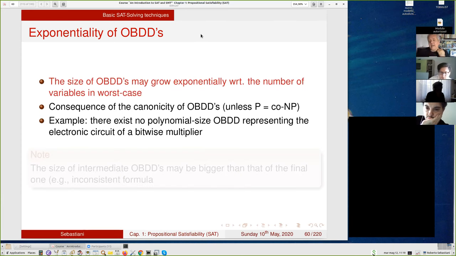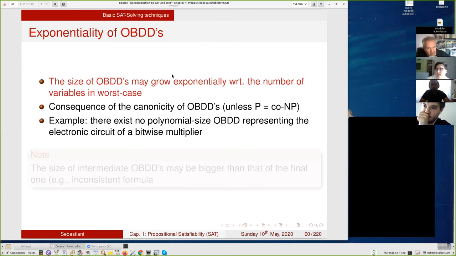Notice that it is not only an issue of the final OBDD that you may compute. Also the intermediate ones. For instance, if you are reasoning on an unsatisfiable formula, the resulting formula is one single node. But the problem is that while building that OBDD, the intermediate OBDDs that you build may grow exponentially. So it's not a matter of the final OBDD, but also of the OBDDs that you use as intermediate steps to build it.